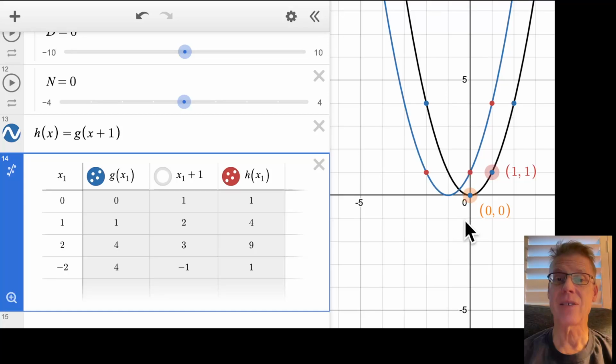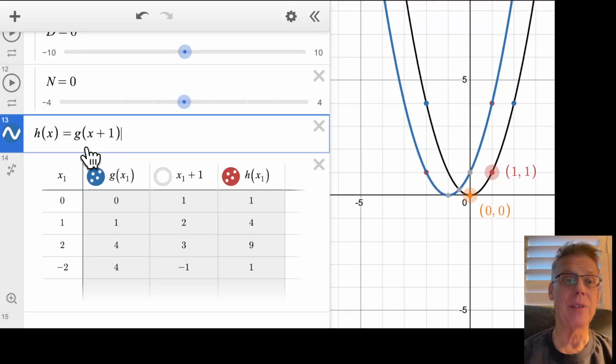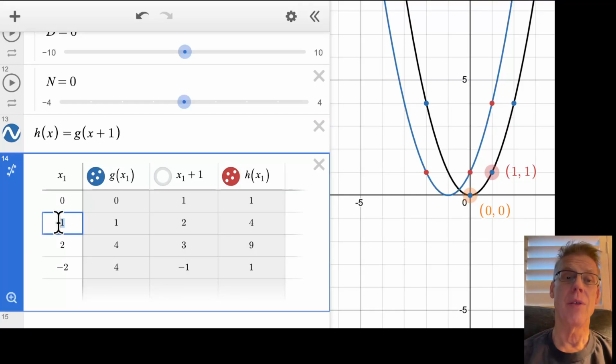So if x is 1, what's the first thing that happens in this function H? First thing that happens if x is 1 is it adds 1 to it, it becomes 2. Okay, so x was 1, but no, it became 2 before it saw where it was going to go. And then G acts on it, and G of 2, that's 2 squared, that's 4. All right, so now we figured out what H is going to do with input 1. It's going to output 4. And here it is, 1, 4. There it is right there.